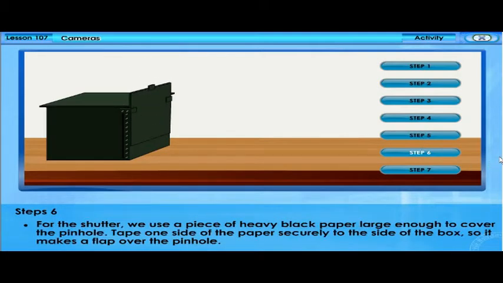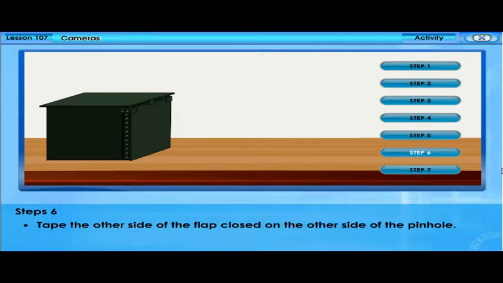For the shutter, we use a piece of heavy black paper large enough to cover the pinhole. Tape one side of the paper securely to the side of the box so it makes a flap over the pinhole. Tape the other side of the flap closed on the other side of the pinhole.